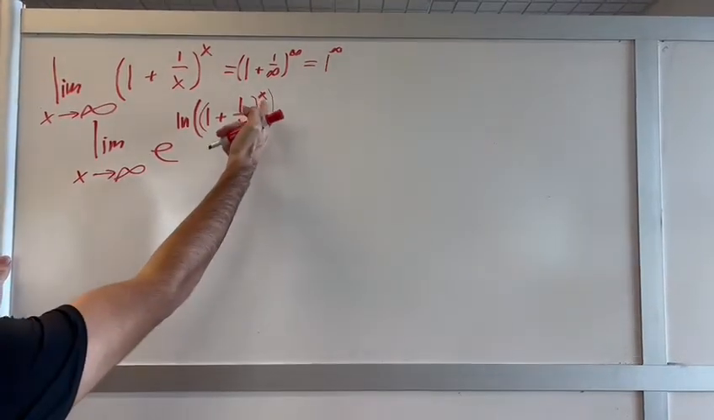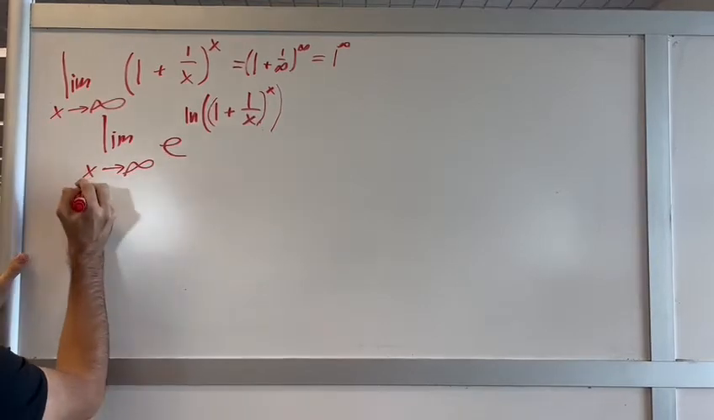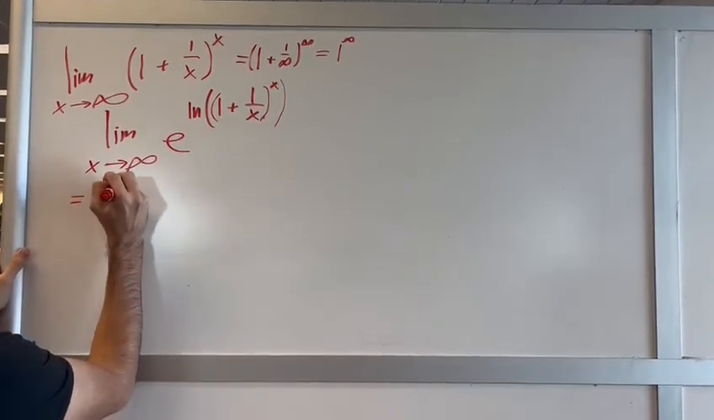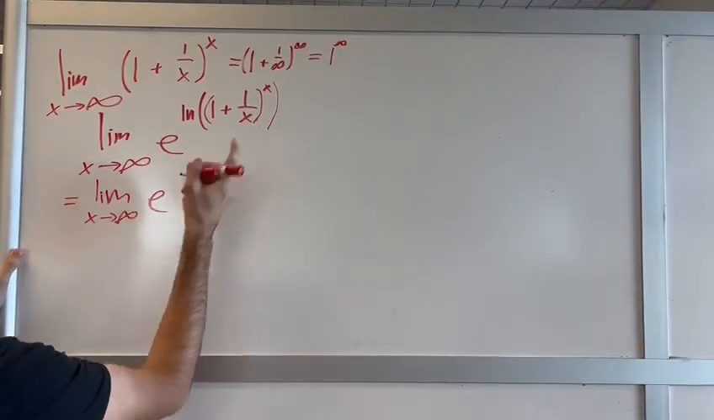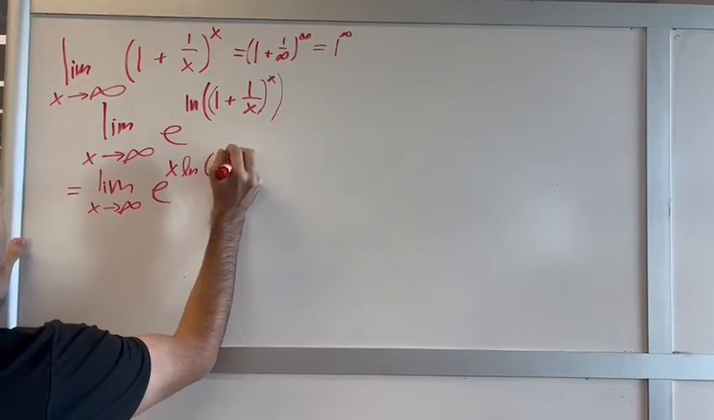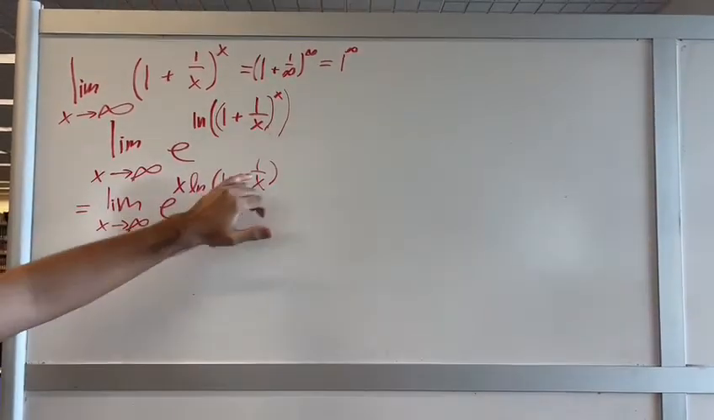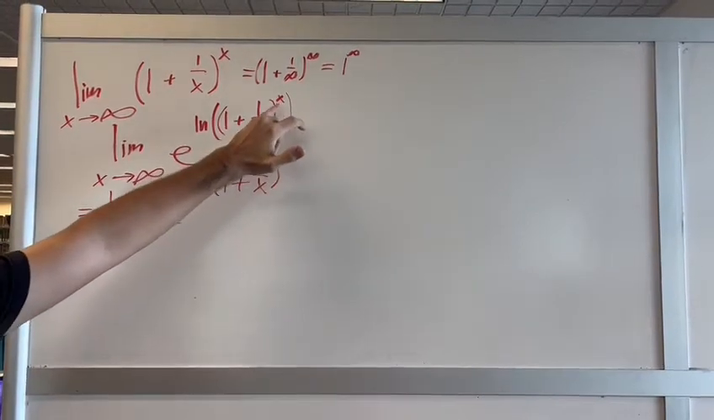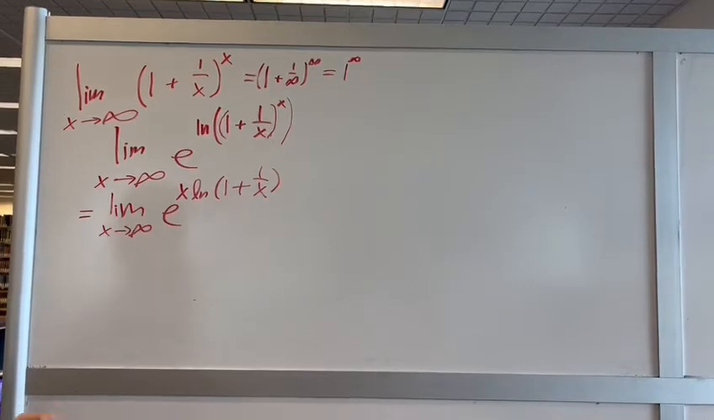What you do is take the x that's an exponent here and put it over here, so it's a coefficient. So this is the limit as x approaches infinity of e raised to x times the ln of 1 plus 1 over x. All we did was use the properties of logs and bring that over here. Now it looks a little bit easier to work with.